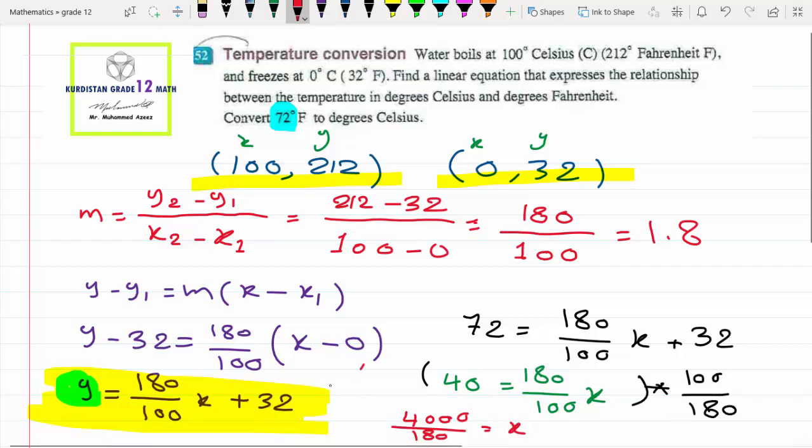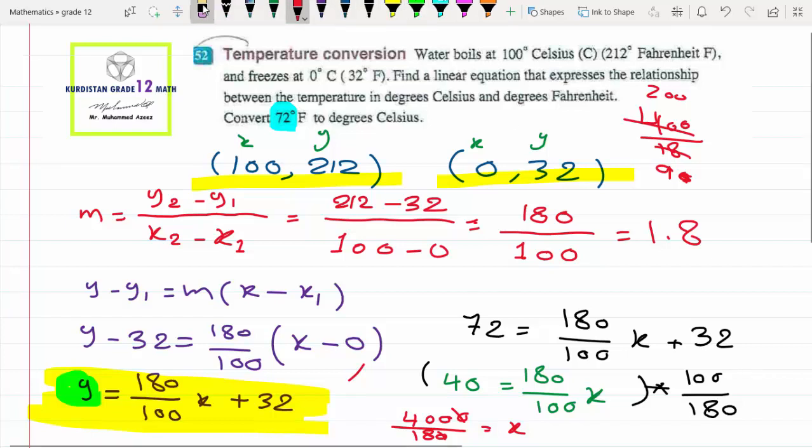If we simplify this fraction, we will get the value of x. The 0 will be cancelled with the 0. 400 over 18. If we divide it by 2 it will be 200 divided by 2, which will be 9. 200 over 9. 200 divided by 9 is equal to 22.22.